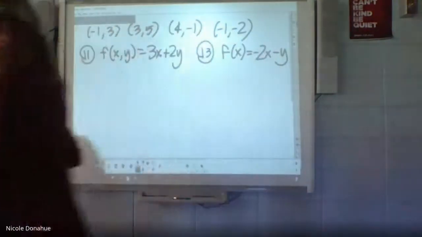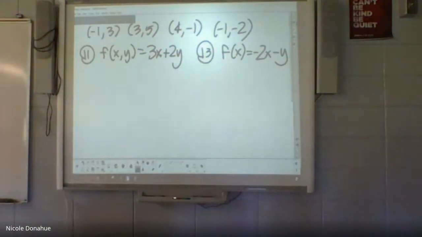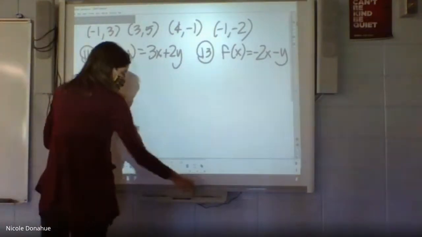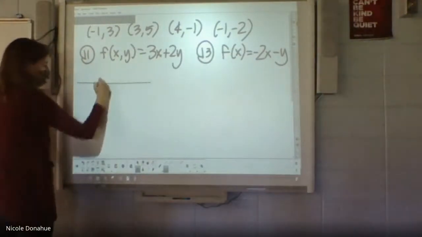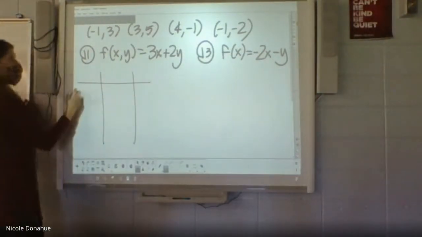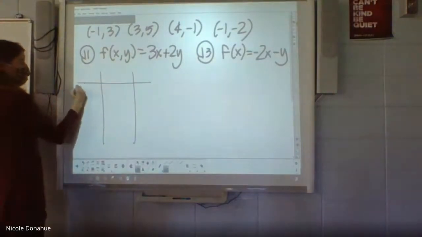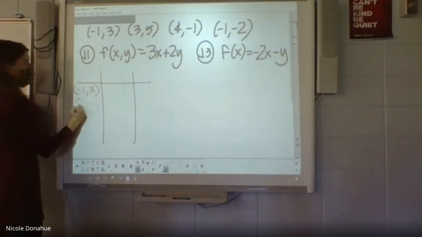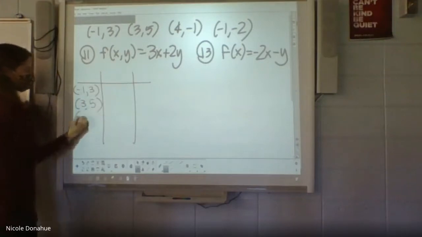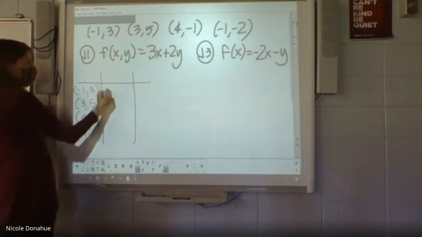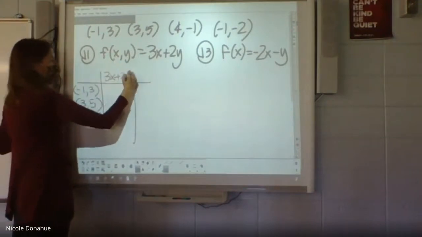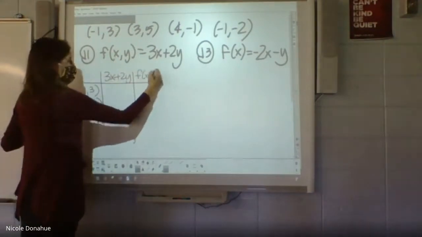Alright. So for each of these, all we're doing is taking those coordinates, putting them in for the values, and then saying which has the biggest output and which has the smallest output. So I'm using these same points for both problems. And so the function is 3x plus 2y, and we want to know what the function equals for this one.